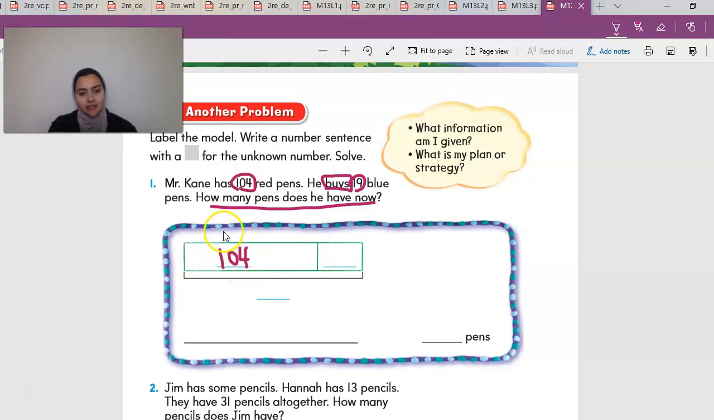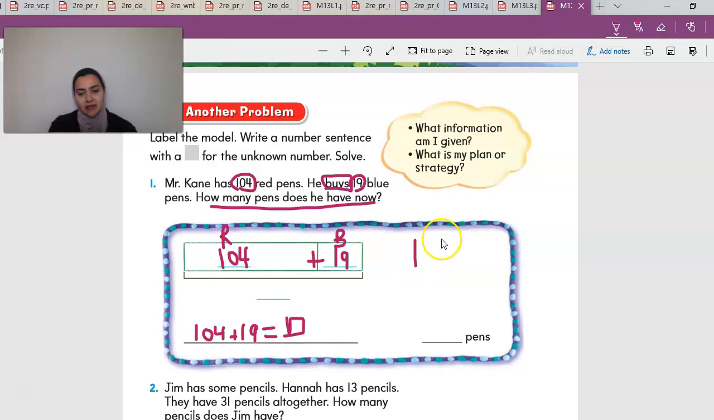So he had 104 red pens, right? I'm going to write R on top of this box because that means it's red. Here, he buys. When you buy something, you're getting more of it, right? So you're adding, so he buys 19 more. So blue pens, so this is blue. I'm going to write B on top just to make sure I understand what I'm doing. And then I'm going to write my number sentence, which is 104 plus 19 equals empty box. We have empty box because we haven't solved it yet.